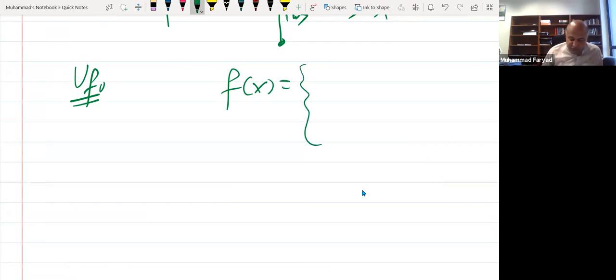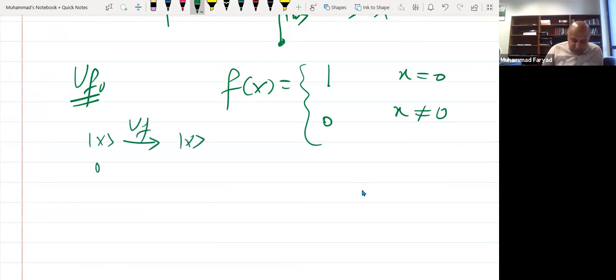It has this fixed answer that it gives 1 when x is equal to 0, and it gives 0 when x is not equal to 0. So basically, if you have any state other than 0, it lets it through as it is. But if you input the 0 state, it will give it a phase flip and put a minus sign, because this f of x is 1 only when x is equal to 0. So this is a fixed function. This is not a solution dependent function. This is not accessing any black box.